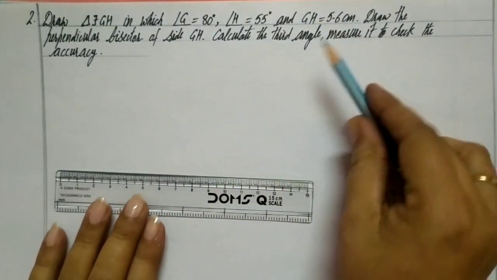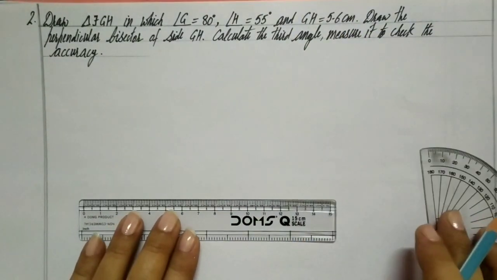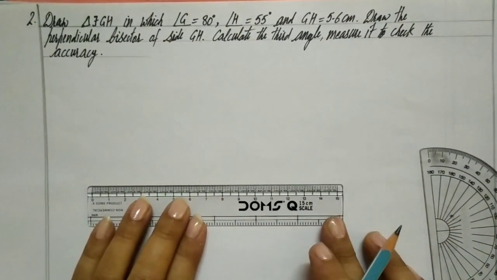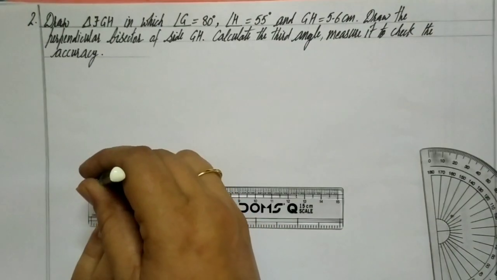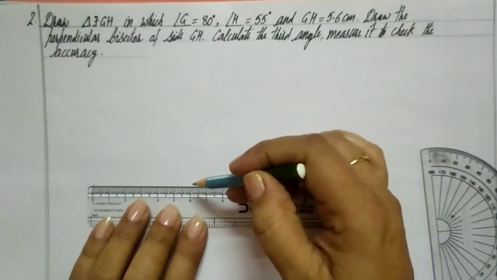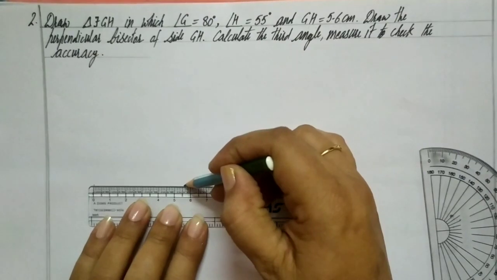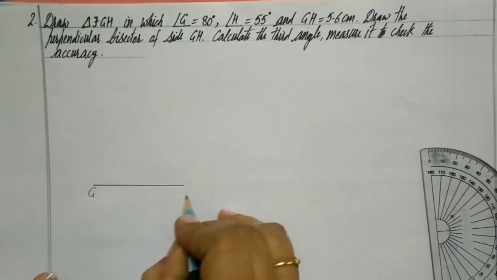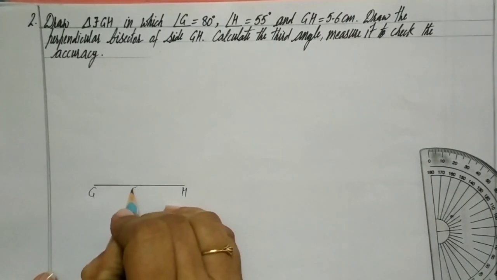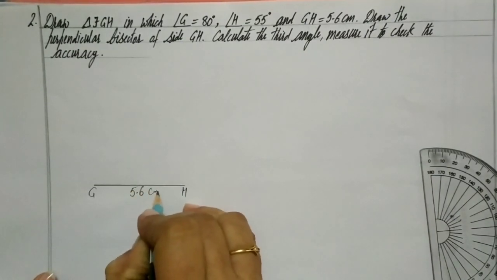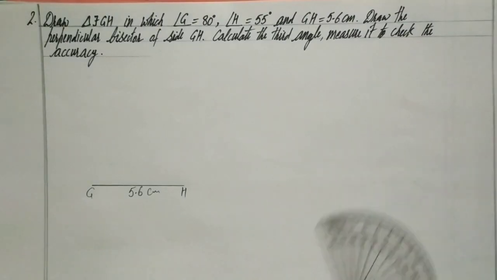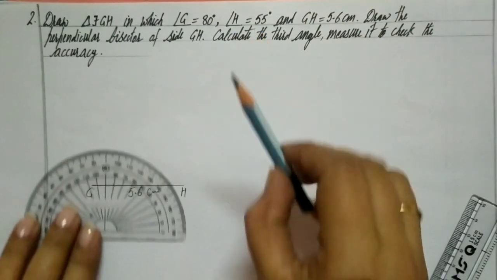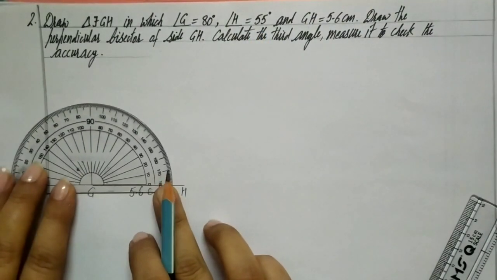Now let's start. First of all, draw a segment GH of 5.6 centimeter. 0, 5 and this is 0.6. 5.6. Label it GH, 5.6 centimeter.